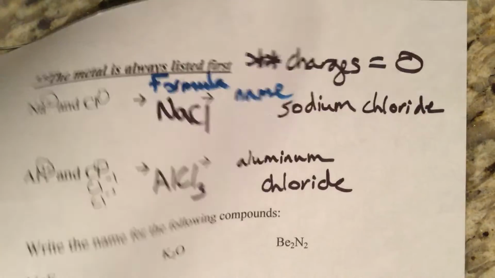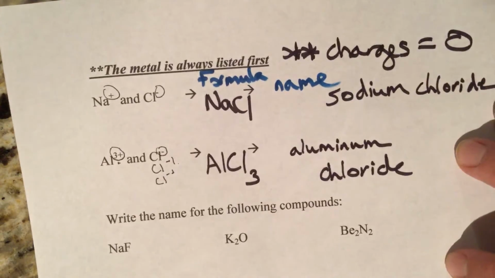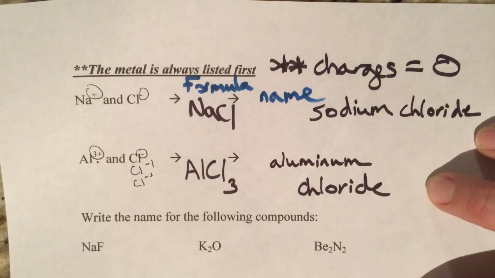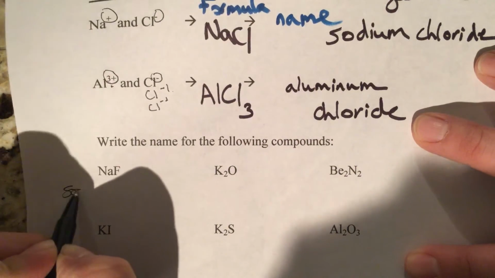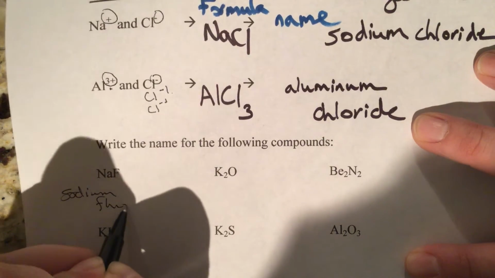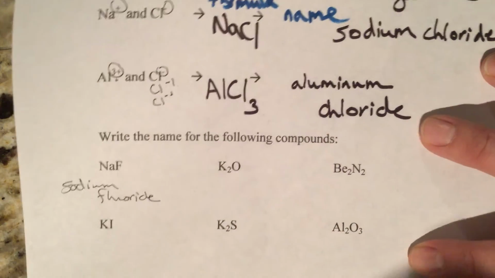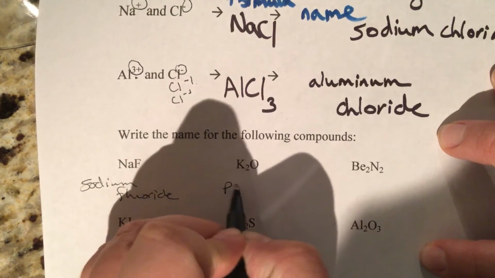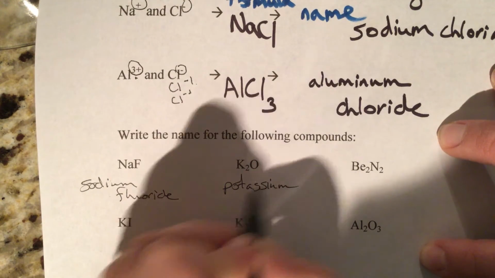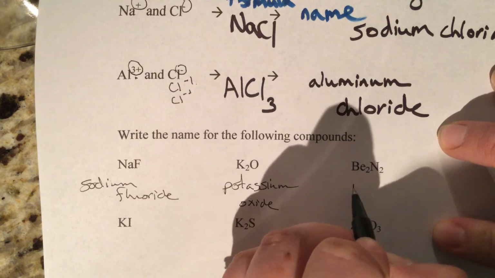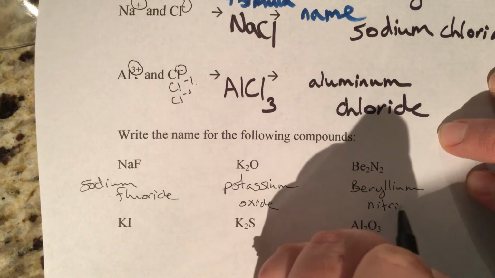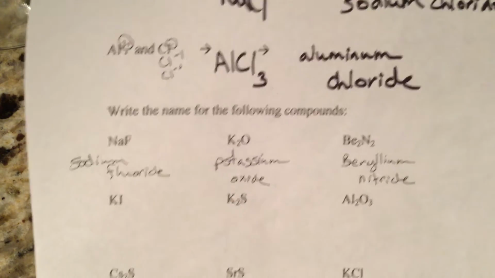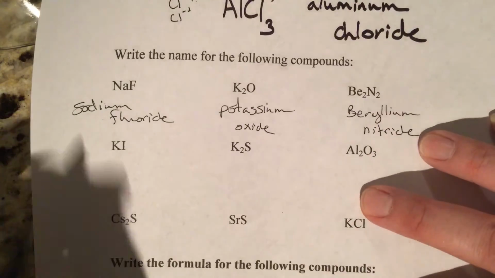Okay. Write the name for the following compounds. I'm going to do this really quick. I think I'm going to do it in my pen. See if I can make this a little better here. We're dealing with sodium fluoride. Oops, sorry, you can't see that, huh? Next one. Potassium oxide. Beryllium nitride. Okay, I know I'm whizzing through these really quickly, but I want to get these examples here for you.